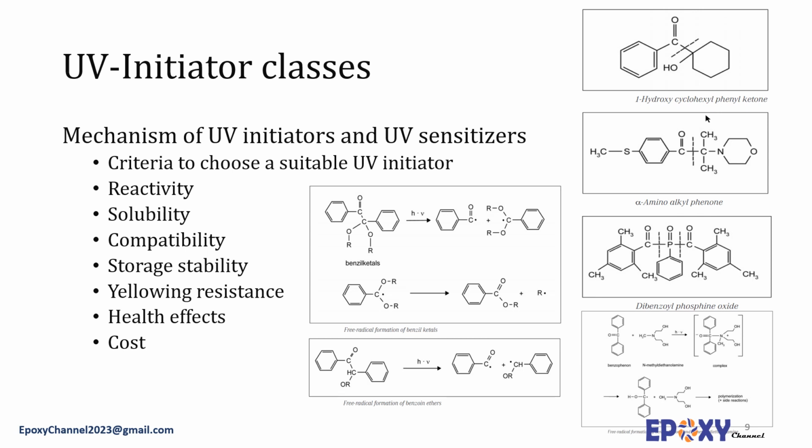Benzoyl phosphine oxides, mono and dibenzoyl phosphine oxides, have high reactivity combined with excellent stability. The benzoyl phosphine oxide structure is shown here. With the possibility of 2 types of cleavage, they have high free radical yields. Benzoyl phosphine oxides are suitable for pigmented UV systems.